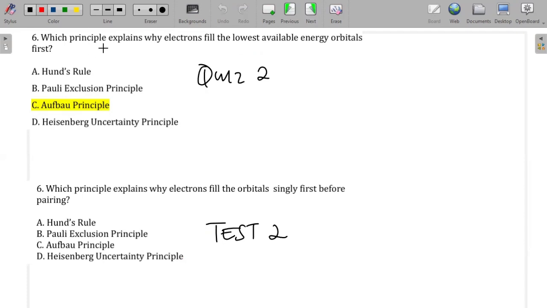They're saying, which principle explains why electrons fill the lowest energy level orbitals first?